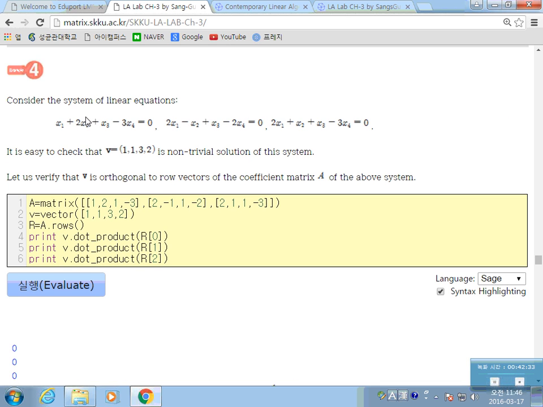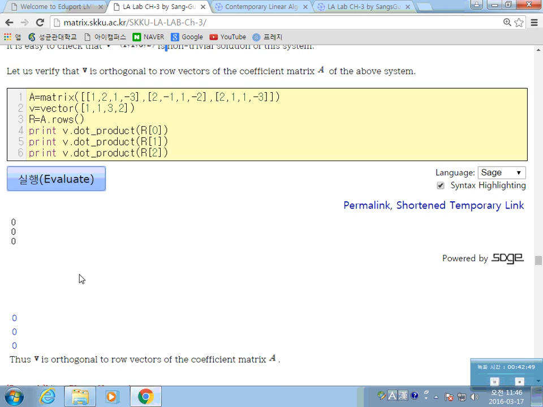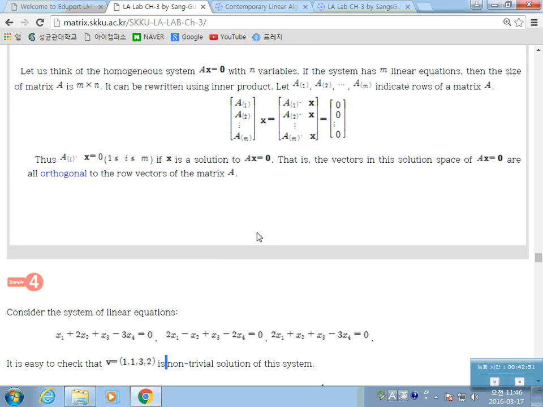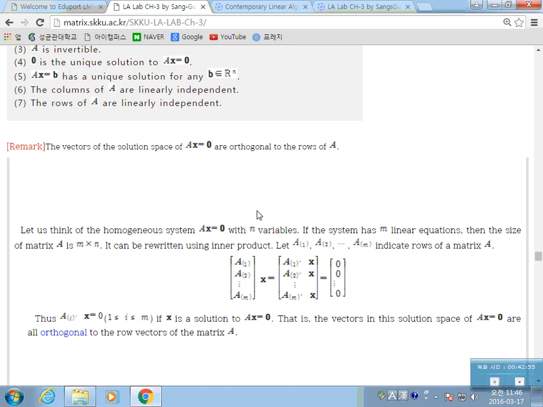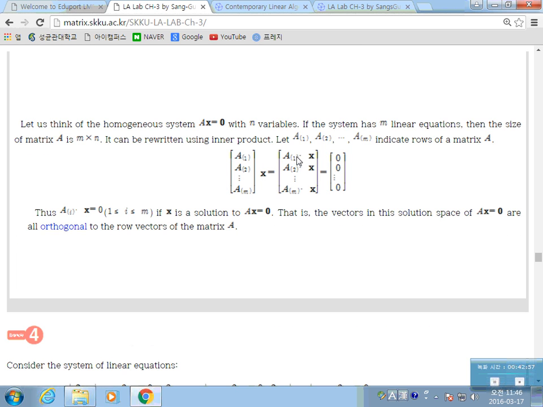You read this and consider the system of linear equations like this. And it is easy to check that (1, 1, 3, 2) satisfies this. This is a non-trivial solution. Then we can check this solution. What this means is the inner product of these two vectors is zero.